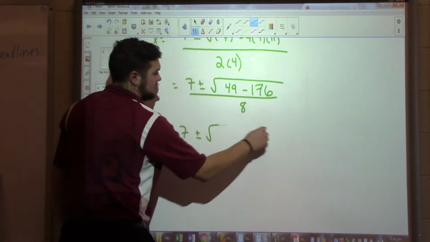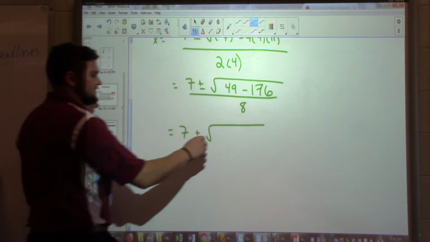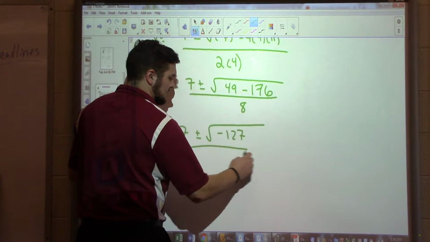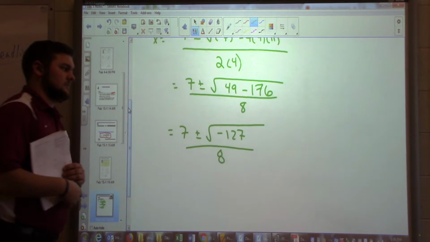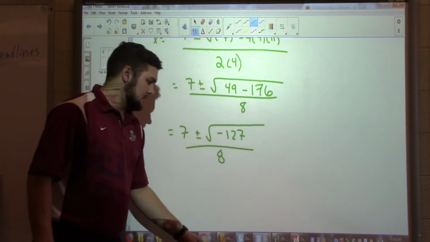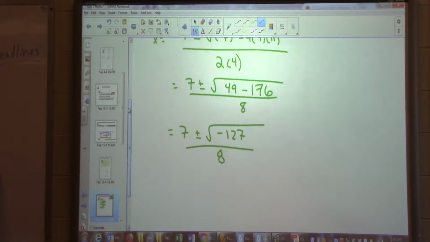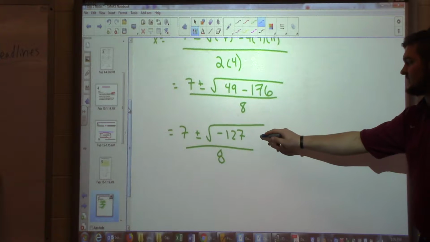7 plus or minus the square root. 49 minus 176 gives me negative 127 over 8. Right? We all follow so far? All we've done is simple calculations. What's the square root of negative 127? It's i something. We know it's going to be i something, right?